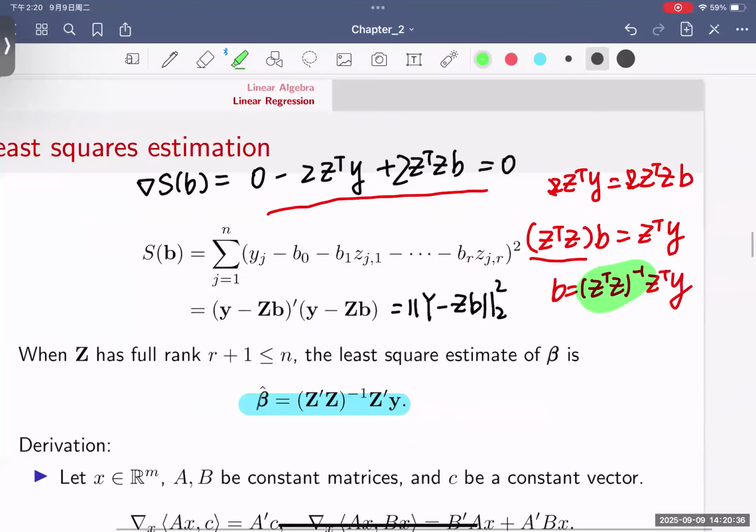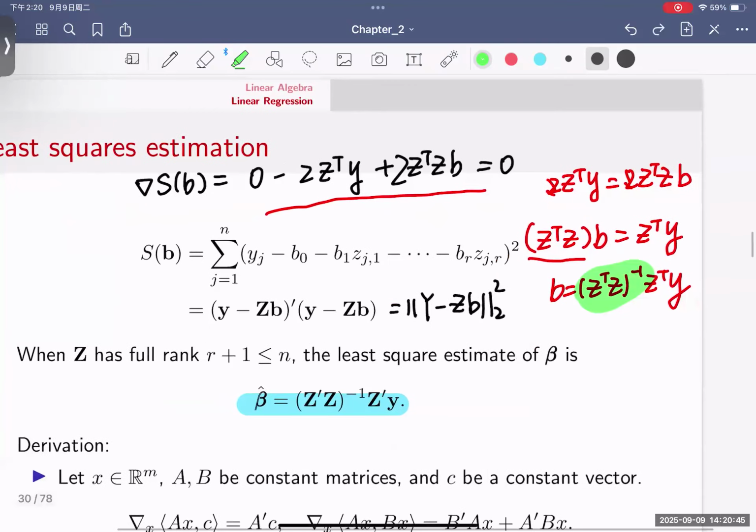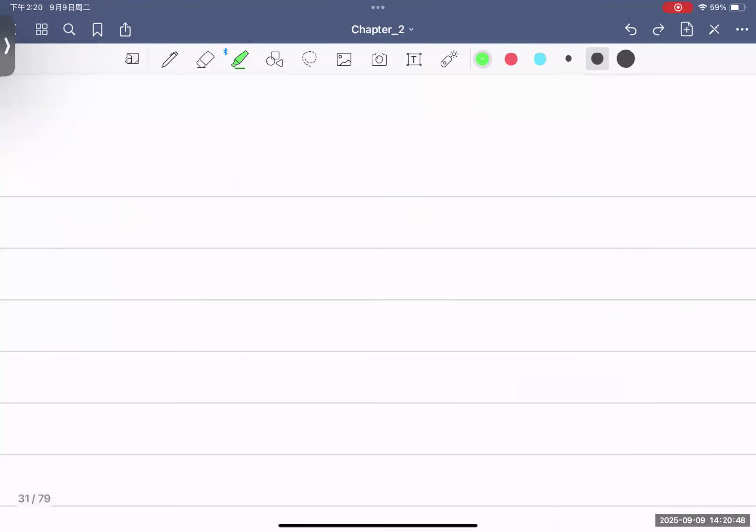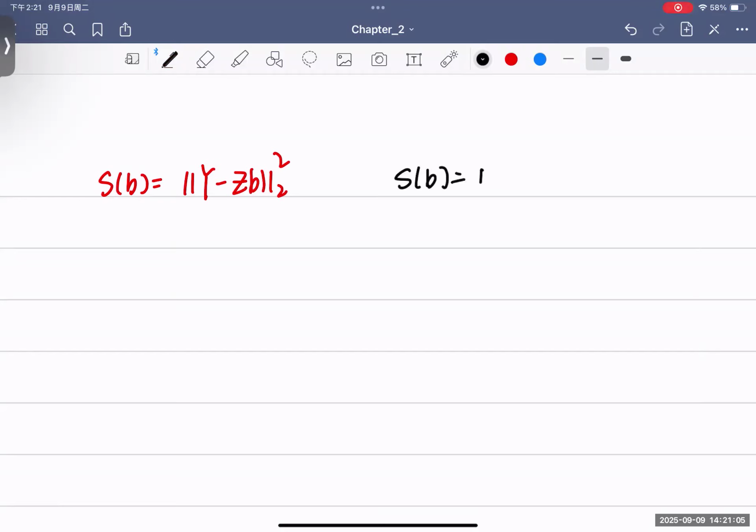Okay. So just before taking the break, I also want to share another technique that you can do for this S function directly. Here, this S function is given as this value: the norm of y minus Zb. For the one dimension case, it's just y minus Zb squared. So you definitely know how to take this one.